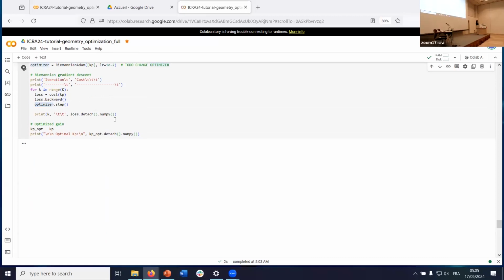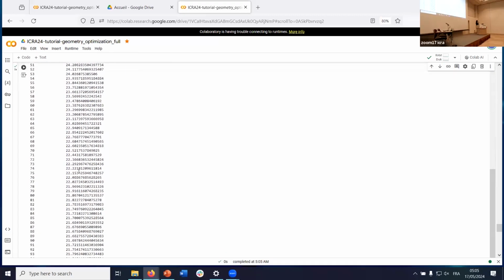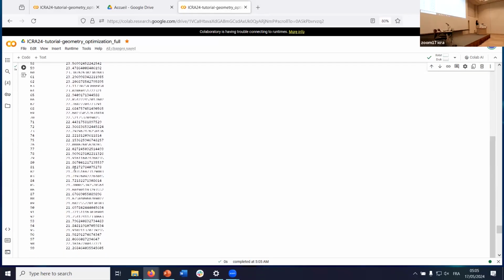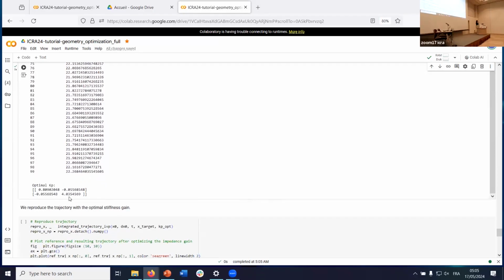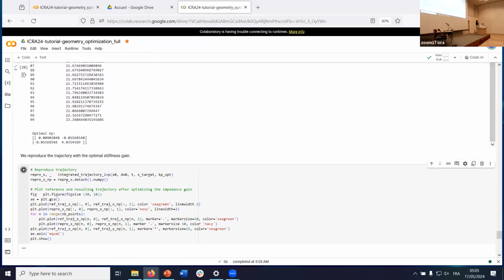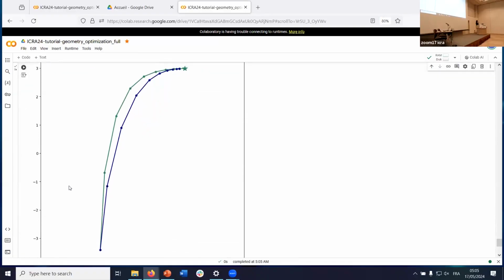Here I'm printing again the cost. Not sure if I ran it or not. Yeah. And you see that here again the cost is decreasing. As opposed to before, you see that sometimes the cost goes a little bit up and down. This is because of the stochastic part, right? This stochastic part basically makes the cost oscillate a little bit. We have again the optimal stiffness, and then we can reproduce the trajectory. And in that case, you see that the stochastic part actually is useful, because this is probably the best curve that we actually recover.